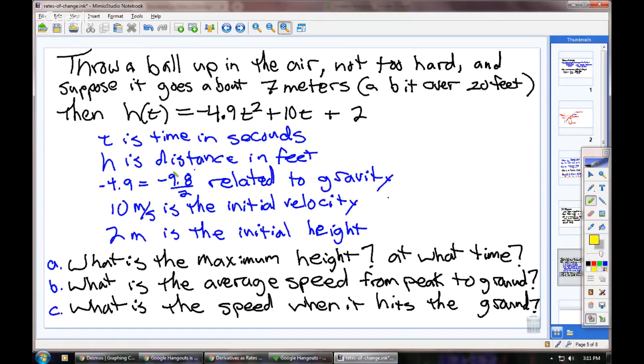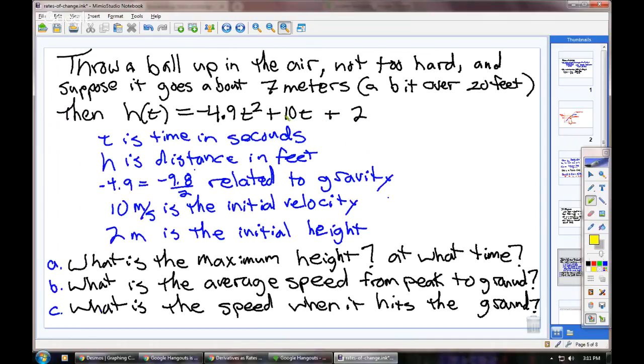Putting this into action. Suppose I throw a ball up in the air. I don't throw it too hard, but a little bit. And let's say it goes about 7 meters up. It's about 20 feet. Then my claim is that the height function, I throw it straight up in the air, it comes straight back down into my hand, is going to be equal to negative 4.9 t squared plus 10t plus 2. And this is assuming when I threw it up, I reached up a little bit, so that's about 2 meters up in the air.